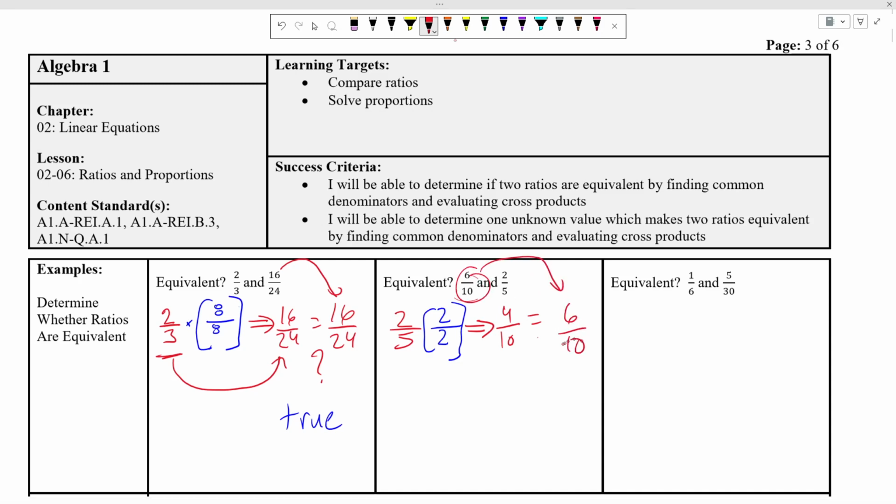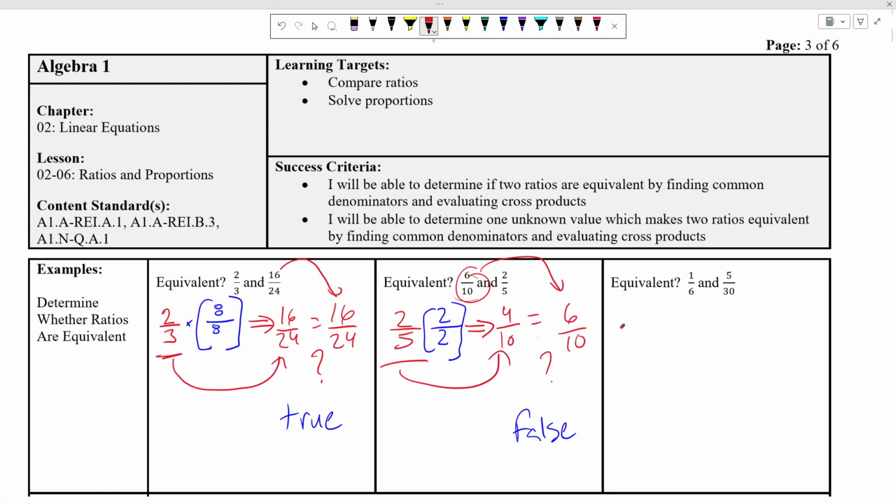Let's see here if I write it out. Okay, now I've got these two things here. Are these equivalent? Well, I got 4 over 10 equals 6 over 10. Those appear different. A 4 is not equal to 6. The 10s are good. The 4 and the 6 are not. Thus, the answer here is false. These are not equivalent.